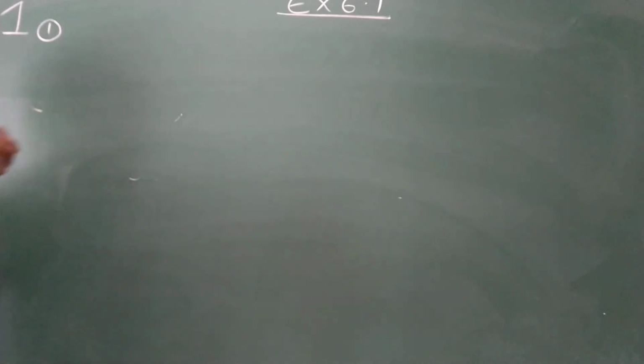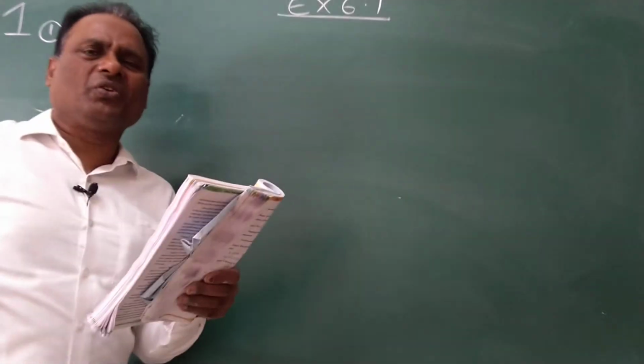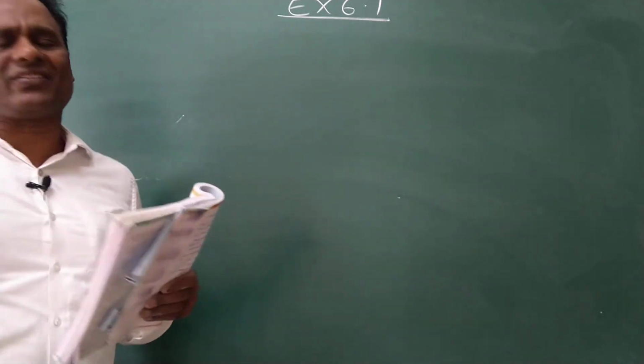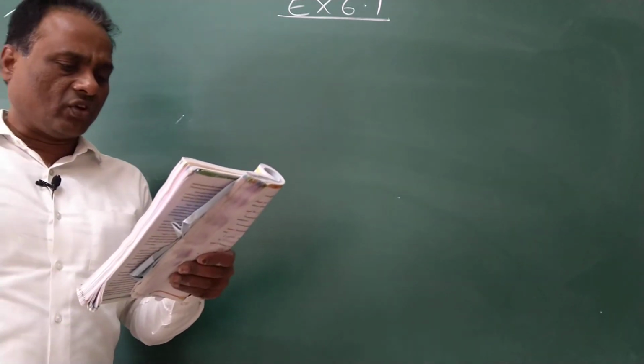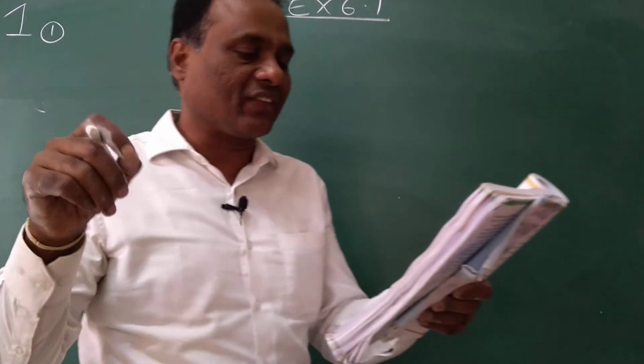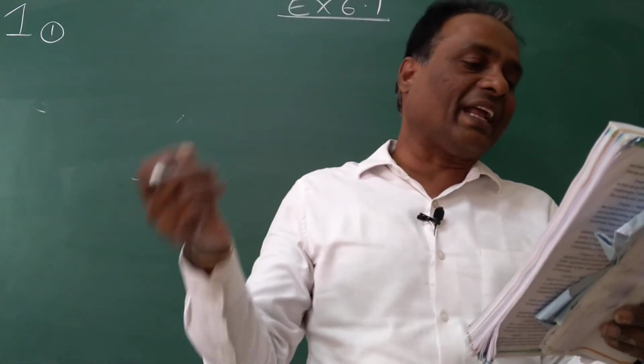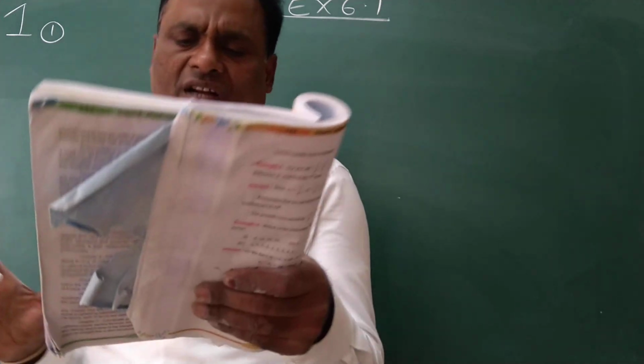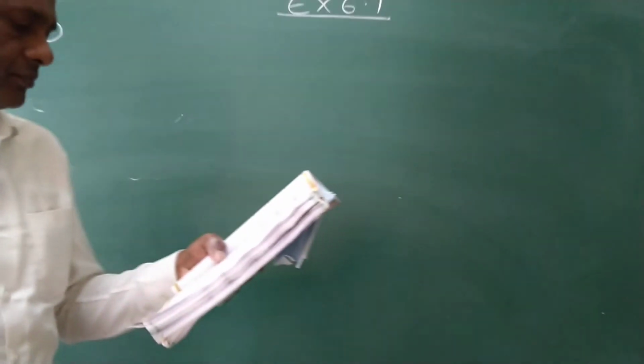See, actually no solution, you just have to tell whether it is an arithmetic progression or not. That's all. Just reading it: in which of the following situations does the list of numbers involved make an arithmetic progression? Is it an arithmetic progression or not? We just have to tell.